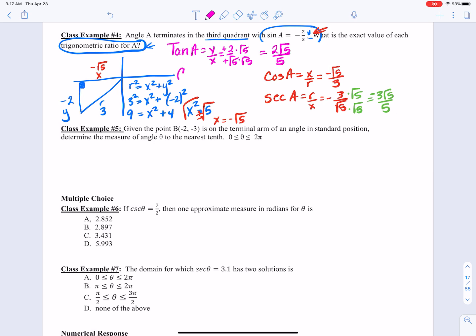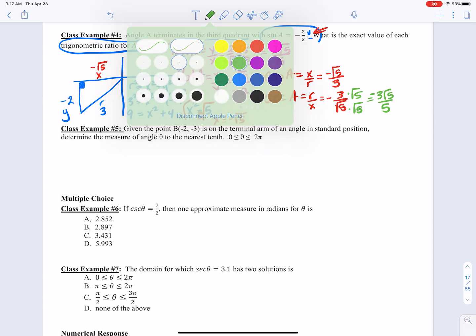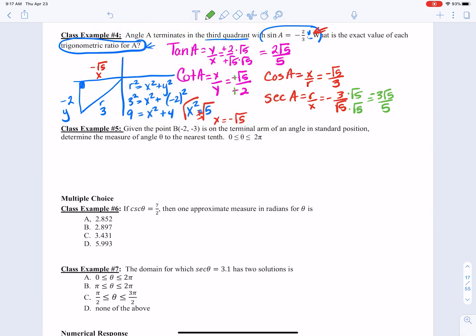2√5/5. And then cotan of A is equal to x over y. So that is -√5/-2. And I just got to simplify that by making these both positive. So there we have that one.